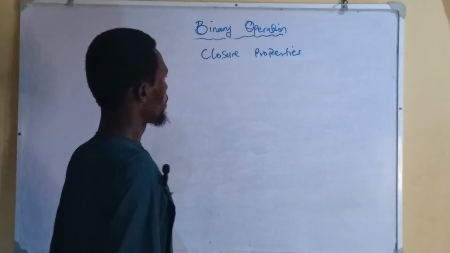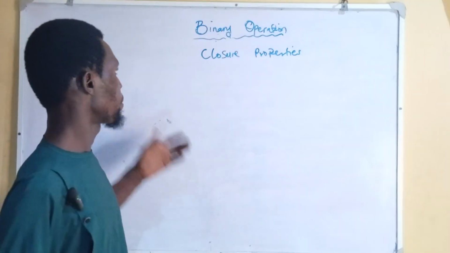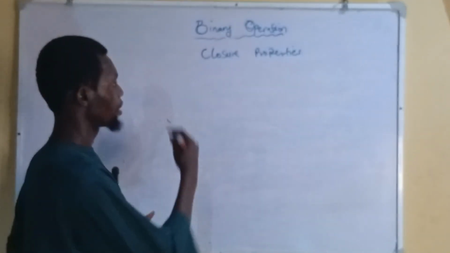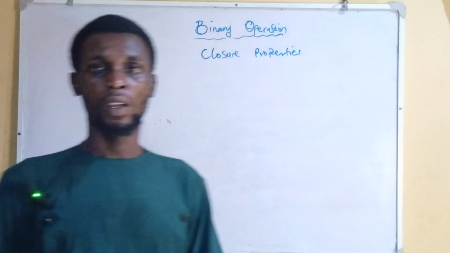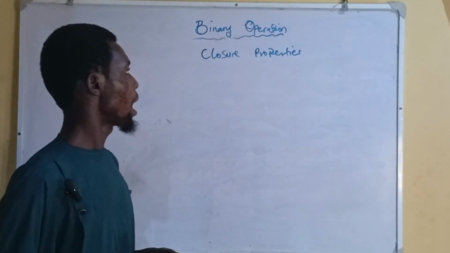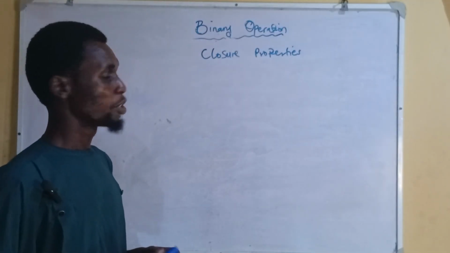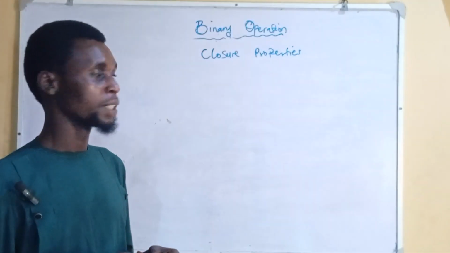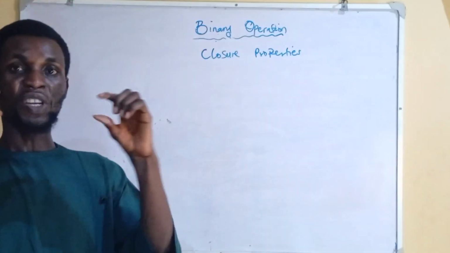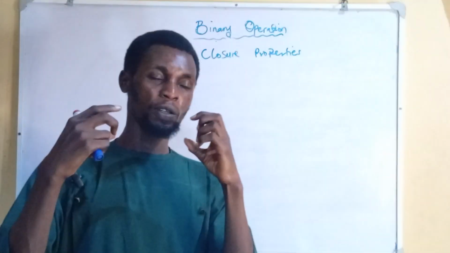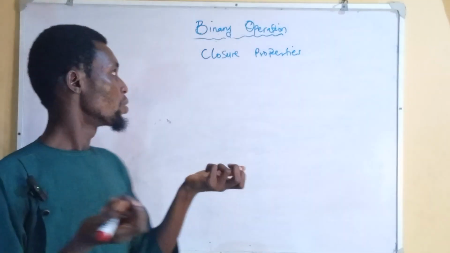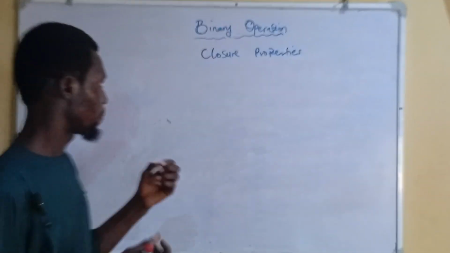Okay. Today we'll be considering the closure property, which is the second content of the binary operation. Remember, in our last video we were looking at the word binary operation, and we deduced that a binary operation is any rule of combining, that is, the rule of combination of any two elements of any given set, or a given non-empty set. All right. So today we'll be looking at the closure property.